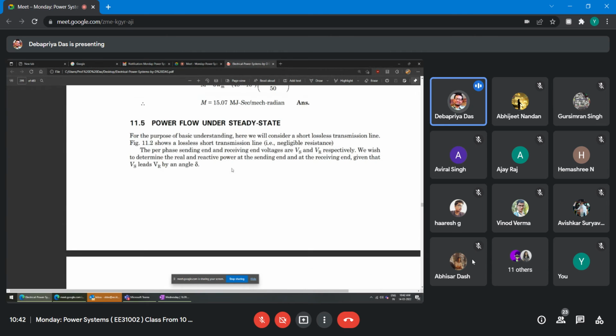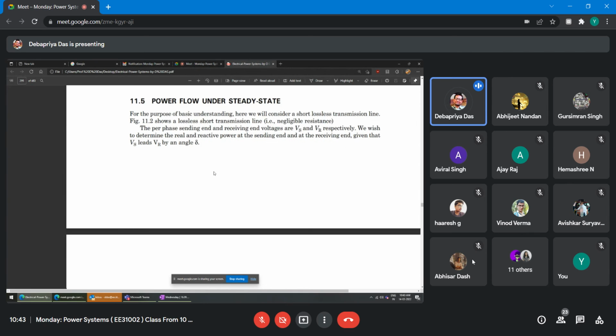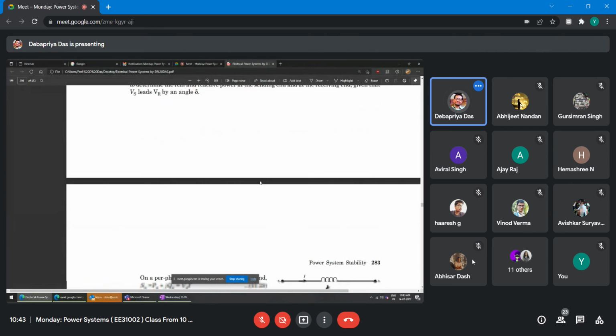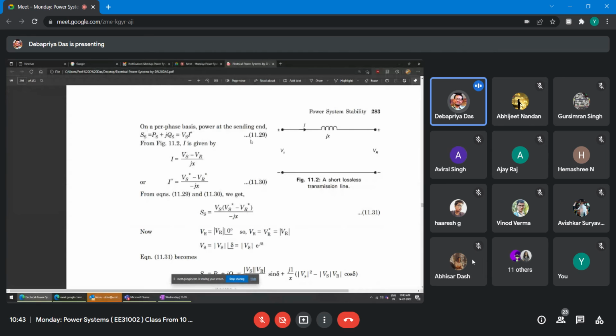We wish to determine the real and reactive power at the sending end and at the receiving end, given that Vs leads Vr by an angle delta. That means Vr lags Vs by angle delta, right? Therefore, on a per phase basis, the current at the sending end and receiving end is the same, I. Therefore, Ps plus jQs is equal to Vs I conjugate. And I is equal to Vs minus Vr upon jX, right?